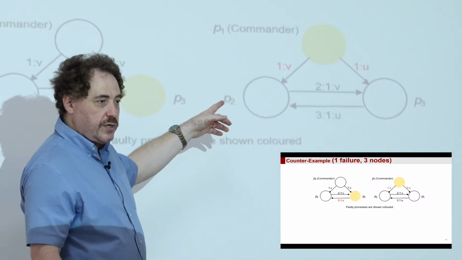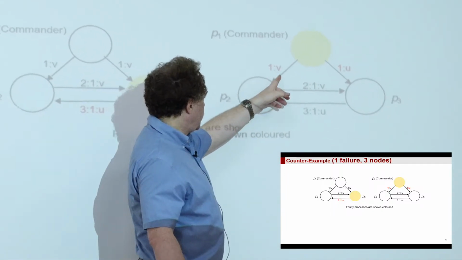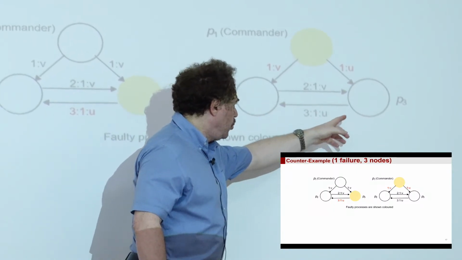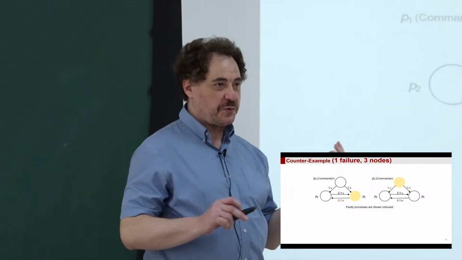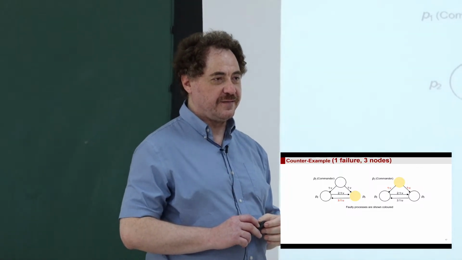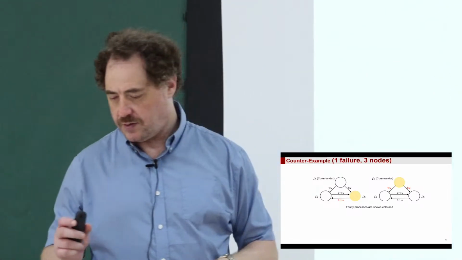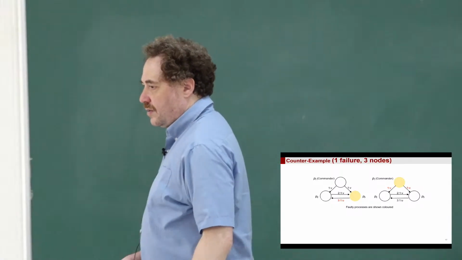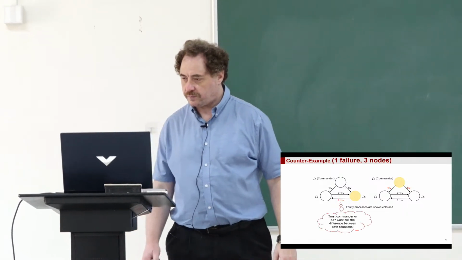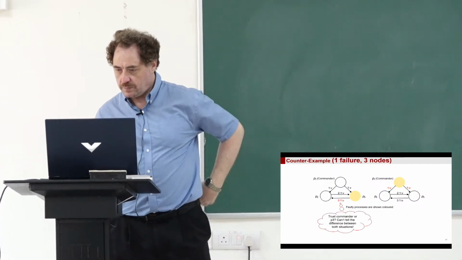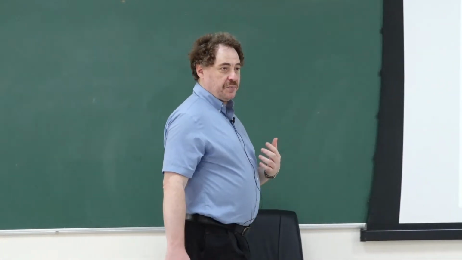However, P2 is not able to distinguish between the 2 scenarios. In both cases, it's getting V from the commander and U from the other lieutenant. So it doesn't know what to do, which value is the correct one. And thus, consensus is not achievable. So this underlies a major impossibility result.